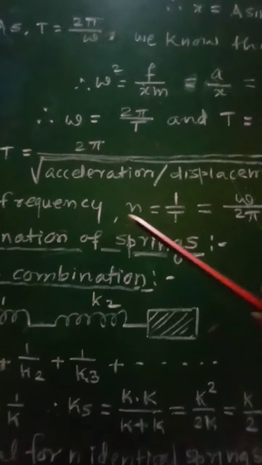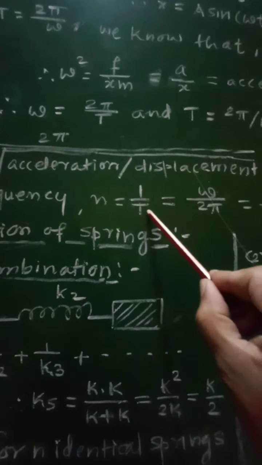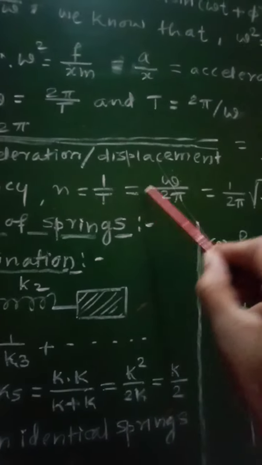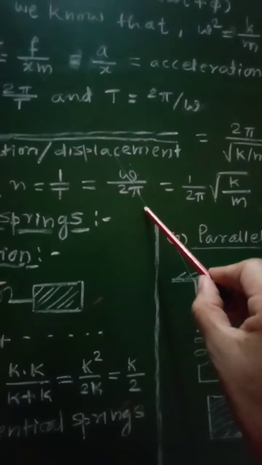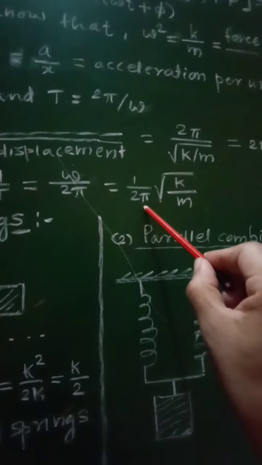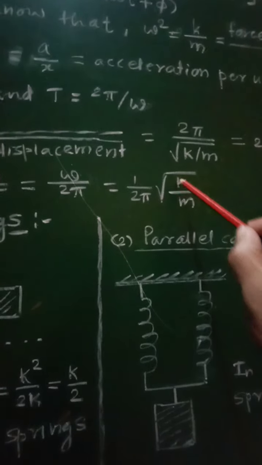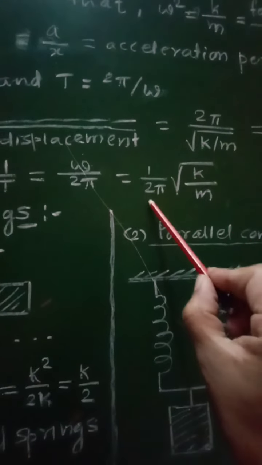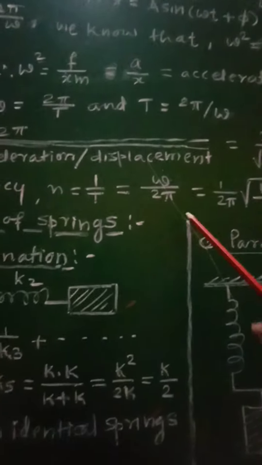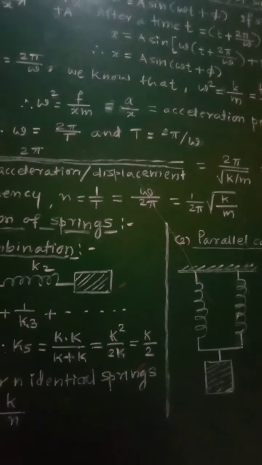So that frequency n will be equal to the reciprocal of the period, that is 1 by T, equal to omega upon 2 pi, and that will be equal to 1 upon 2 pi into square root of k by m. This equation represents the frequency of SHM. So these are the terms like amplitude, period, and frequency of the SHM.